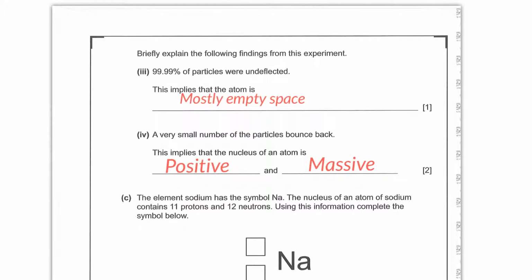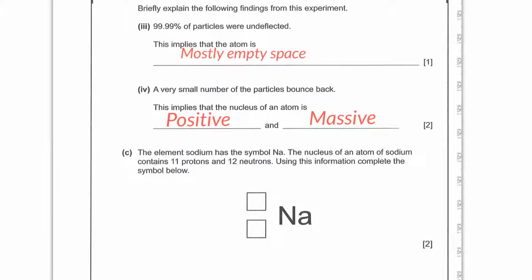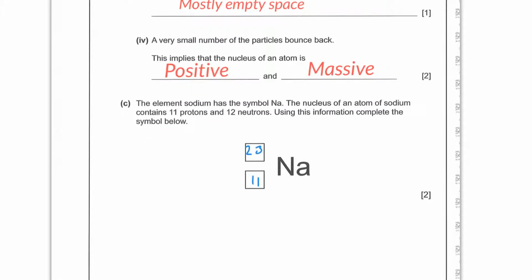Part C. The element sodium has the symbol Na. The nucleus of an atom of sodium contains 11 protons and 12 neutrons. Using this information, complete the symbol below. Okay, so we've got 11 protons, 12 neutrons, so that's a total of 23 nucleons and 11 protons. So that's our two numbers. So 23 nucleons, 11 of them protons. Remember, 11 is what gives the material its chemical symbol and its identity, basically. Anything with 11 protons has to be sodium.